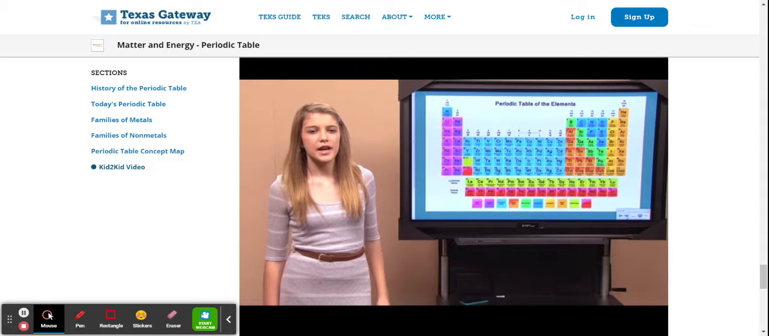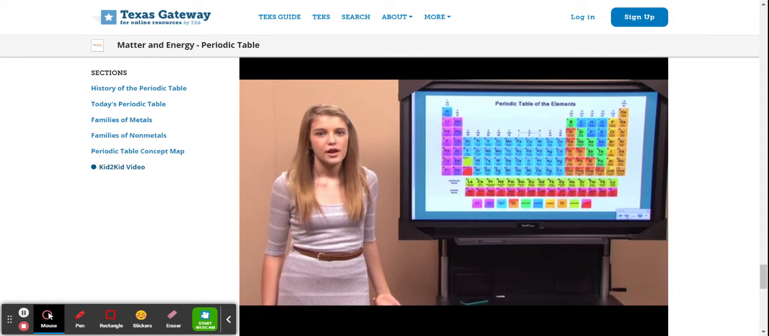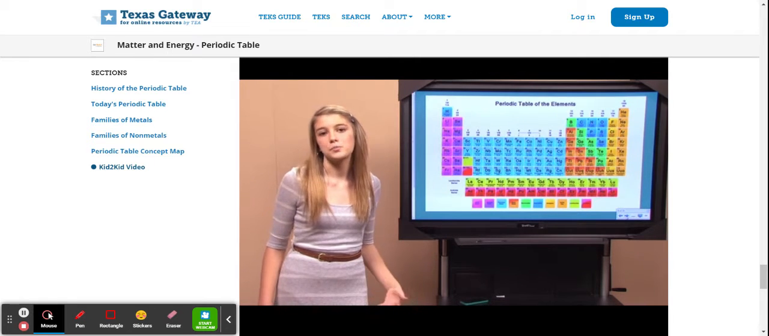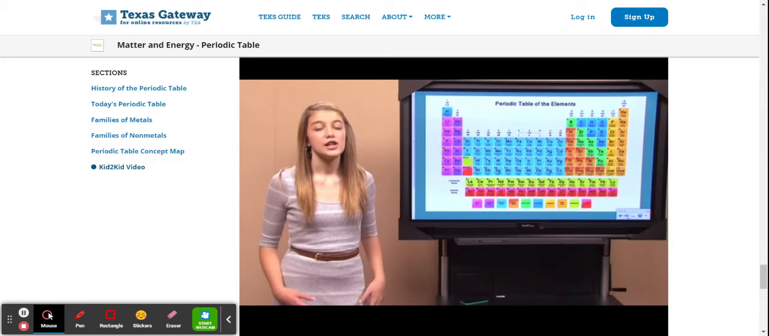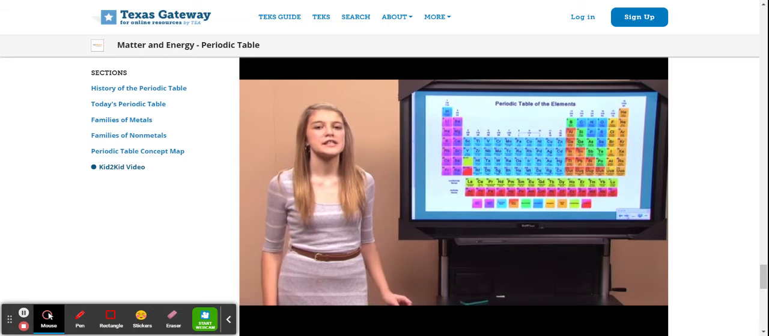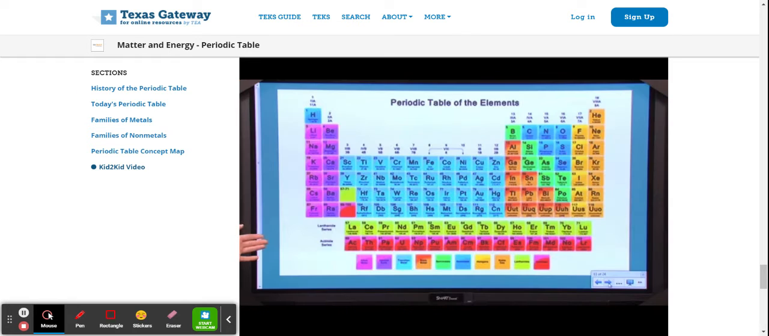The periodic table is kind of mapped in periods and groups. The periods are the rows and the groups are the columns. Let's write that down before you forget it. So if you look at it, the periodic table has 7 periods. The two rows at the bottom actually belong squished up with the rest of the table.